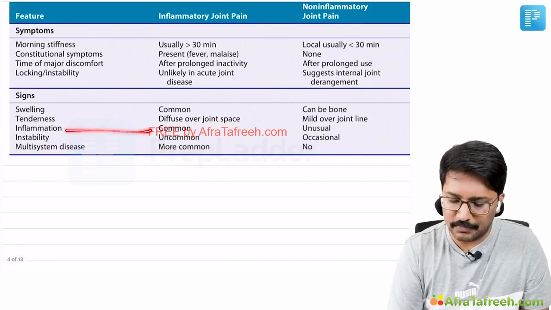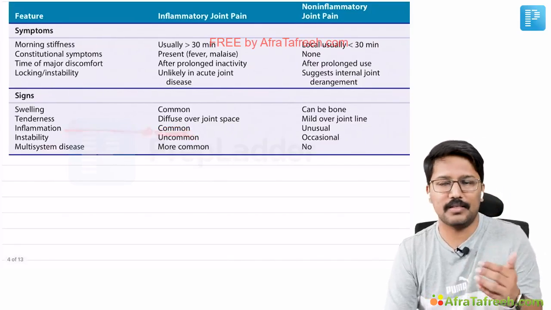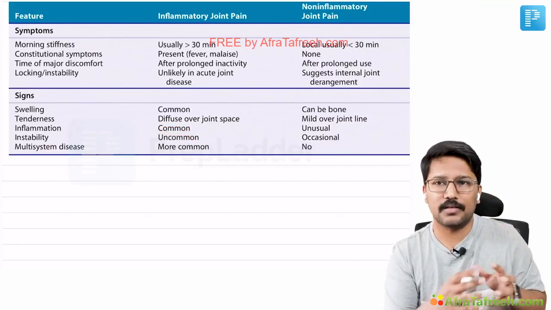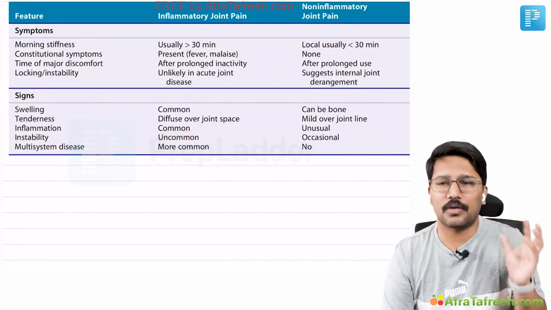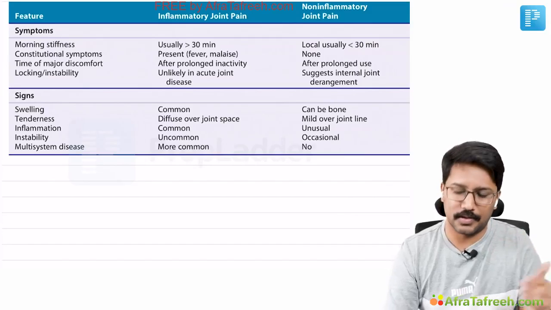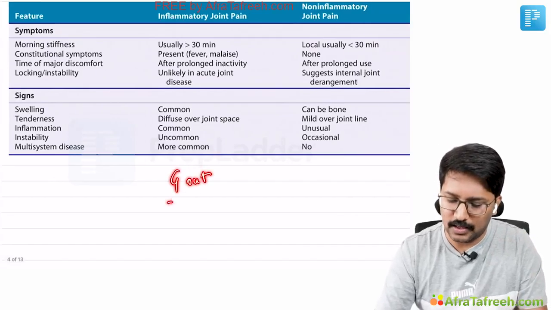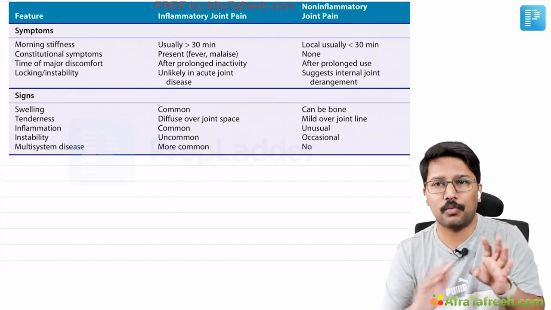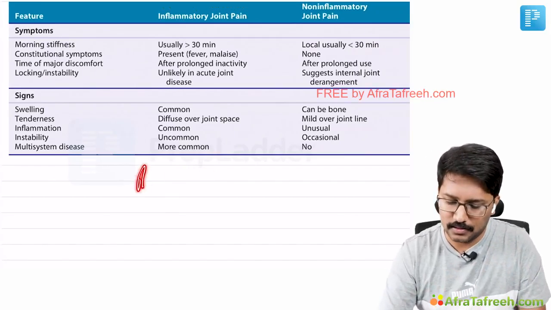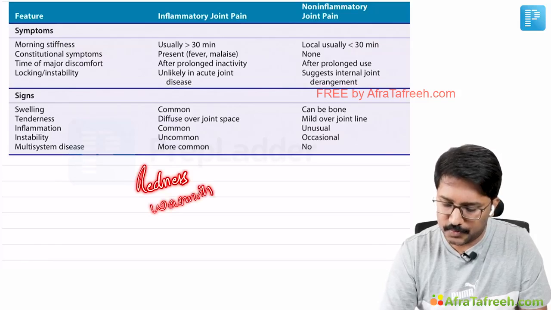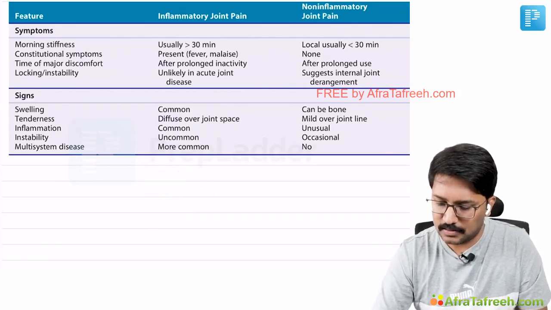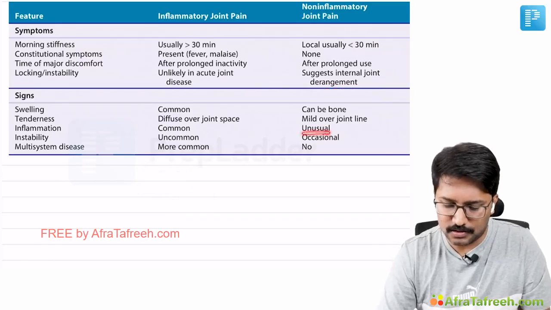Then signs of inflammation are quite common. Obviously, redness and so on are usually not seen when the patient is in a chronic phase, but when there is an acute flare-up, or when you're talking about some acute inflammatory joint conditions like gout, you will have clear-cut evidence of inflammation in the form of redness and warmth, right? So you will have redness and warmth, which is obviously not seen in patients with non-inflammatory joint disorders.